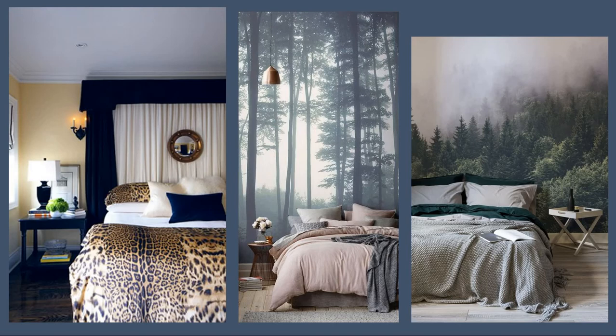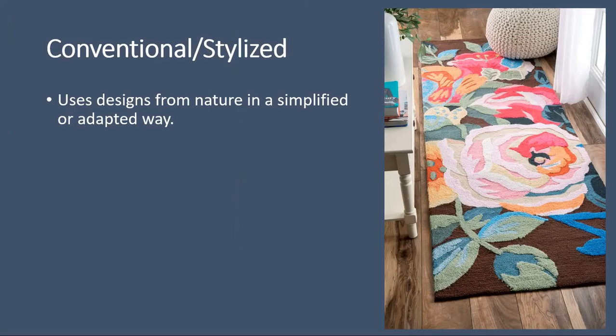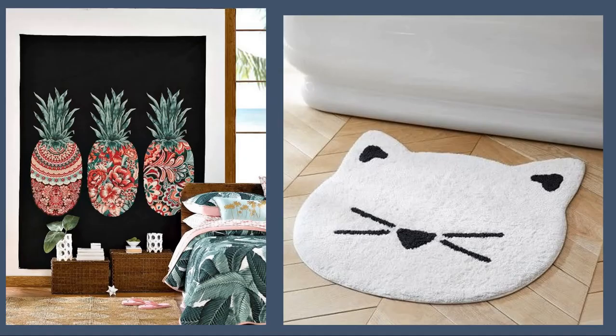That's naturalistic. Then we have our conventional / stylized, and this is where it uses designs from nature in a simplified or adapted way. If I were to take this design outside and compare it to its natural form, it looks different. This rug is an example. It shows roses and it shows leaves, and you know it's roses and you know it's leaves, but a rose and a set of leaves does not look exactly like that when you go outside. It looks a little bit different. It's kind of like a cartoon version. It's a man-made version or adapted version of nature.